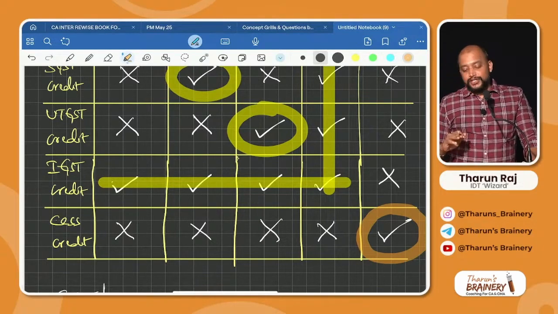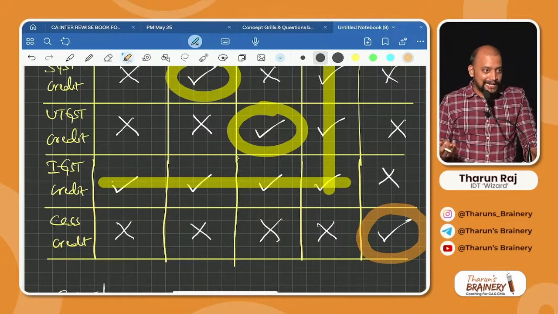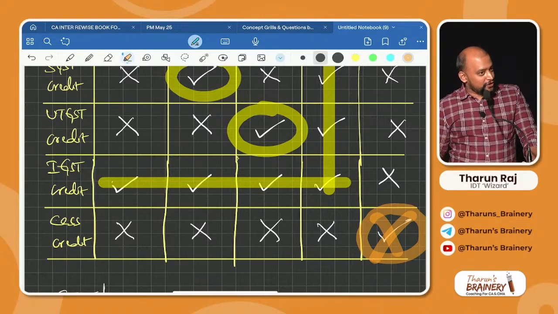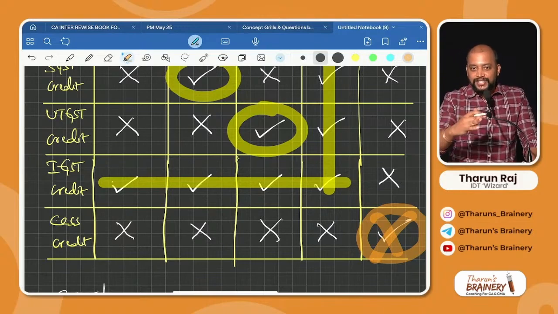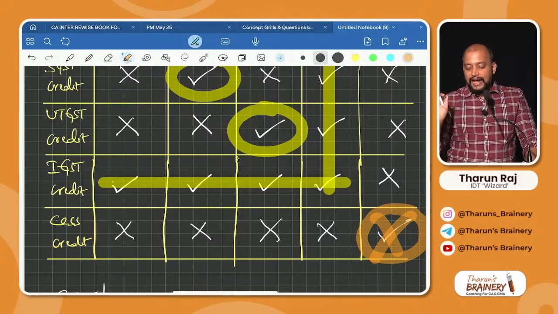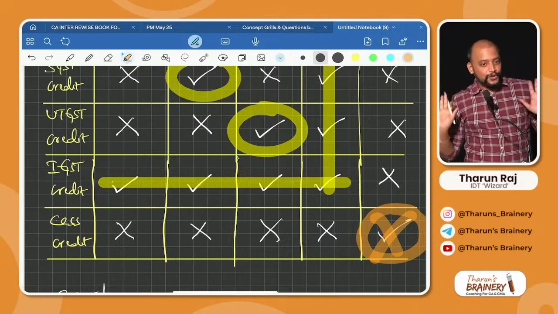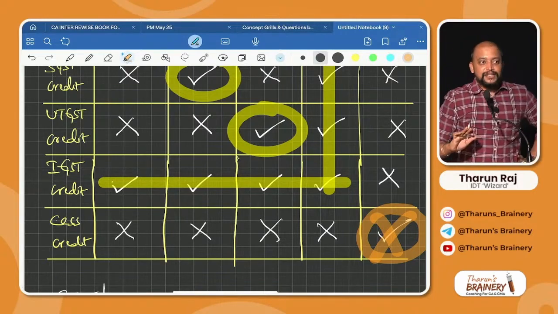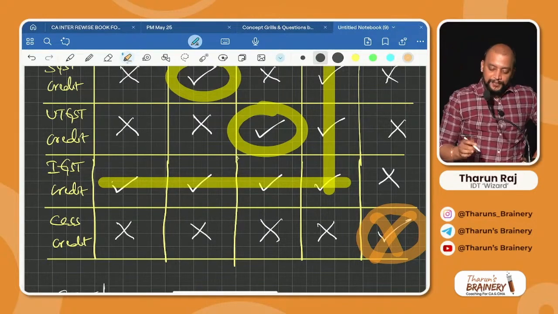Got it? Because even if we do good, they will speak. Even if we do bad, they will speak. So, unnecessary people on earth. Therefore, they are in no way connected to this discussion. Is it clear or not? And they can adjust only with them. Got it? See, cess can be adjusted only against cess liability.